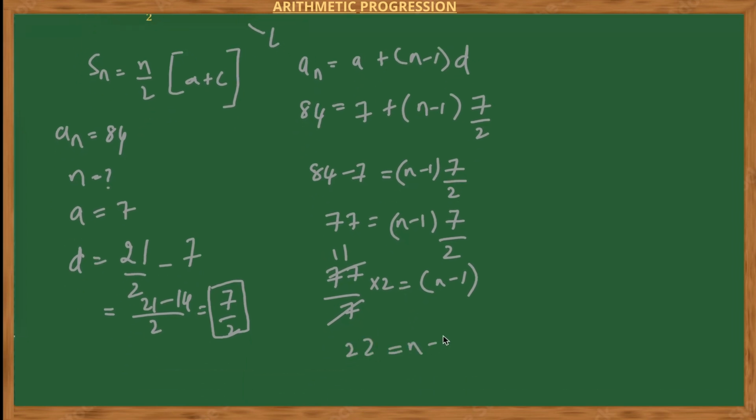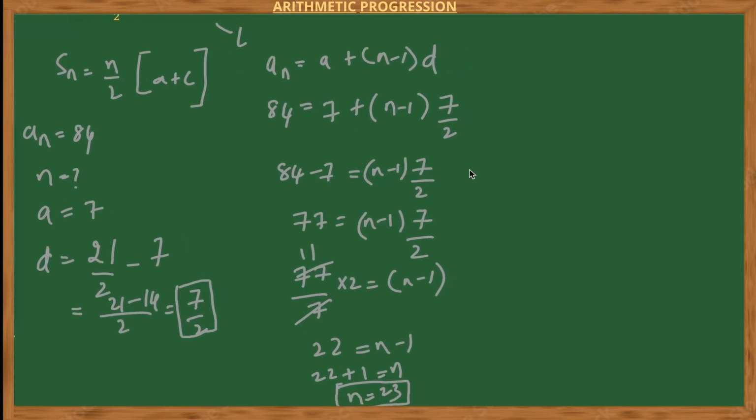22 is equal to N minus 1. So minus 1 goes here. 22 plus 1 is equal to N. So we have N is equal to 23. Okay, so we have got N and we can replace this in this formula. So let's try to put it here.